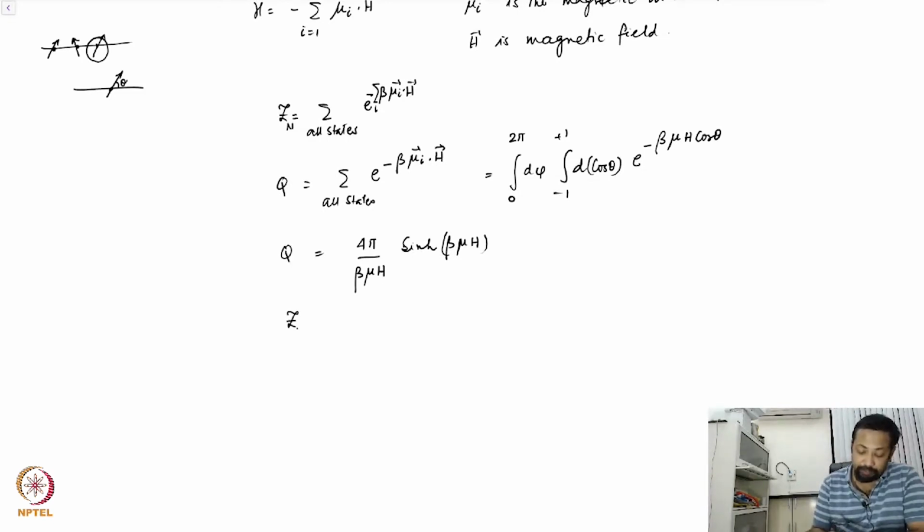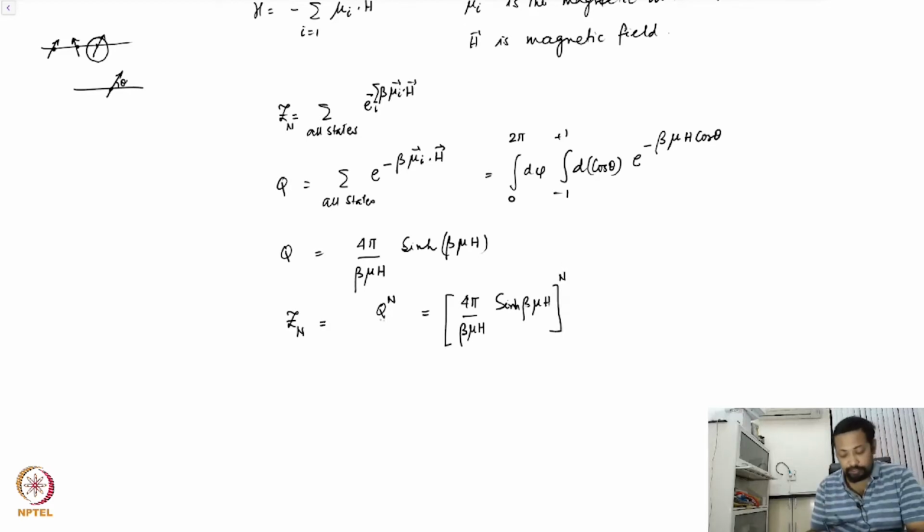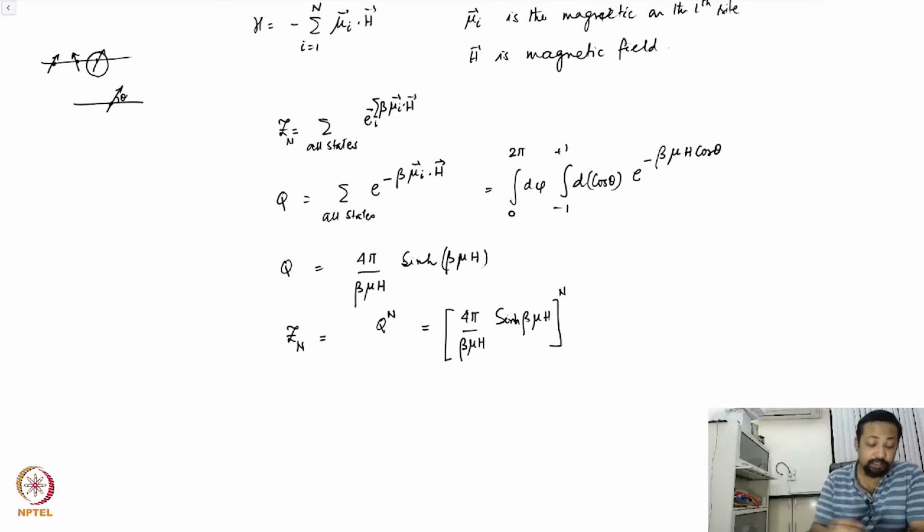The N particle partition function Z_N is q to the power N, which is equal to 4 pi over beta mu h times sine hyperbolic beta mu h, raised to the power N. Note that here I have not used an N factorial in the denominator because I assume that the particles are distinguishable by their lattice points.